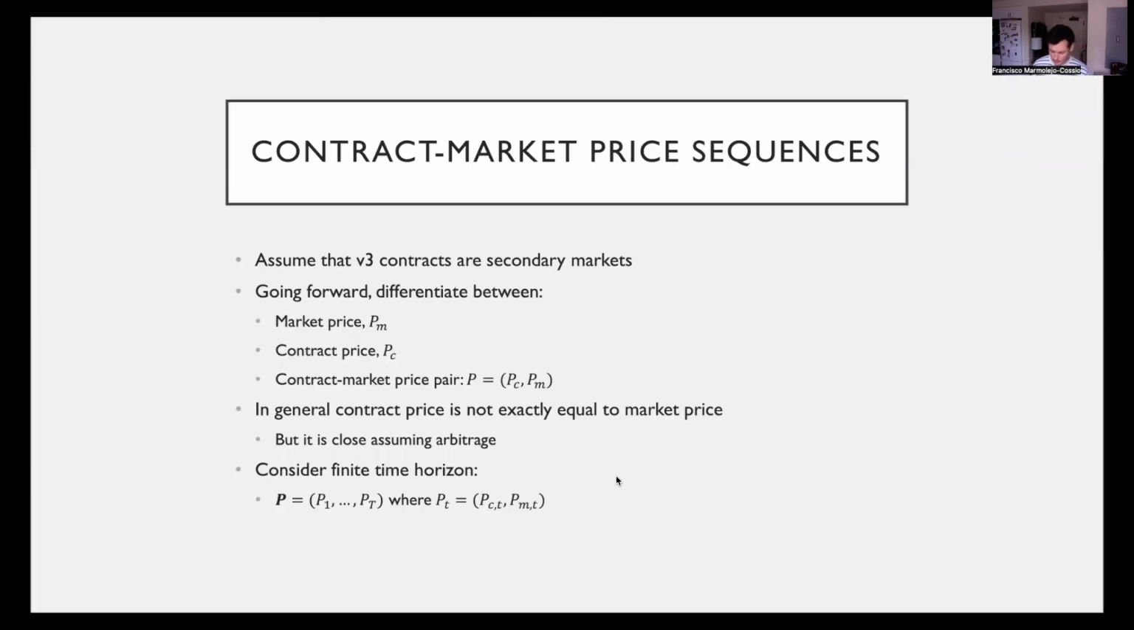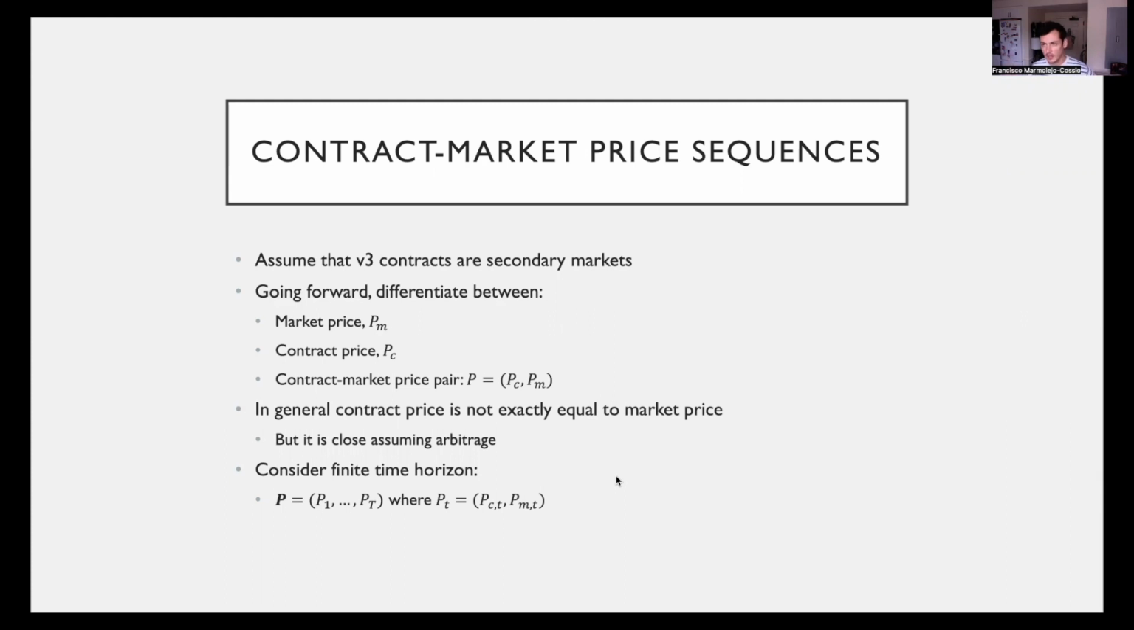So the time horizons that we're looking at, for this, we're going to assume that V3 contracts are secondary markets. And going forward, what this means is that we're going to differentiate between the market price of an asset and the contract price. And typically, we're going to assume that the contract price is going to be following the market price. And as such, we're going to need to keep track of these two prices over a given time horizon. And these aren't necessarily the same, but they'll be close, assuming arbitrage.